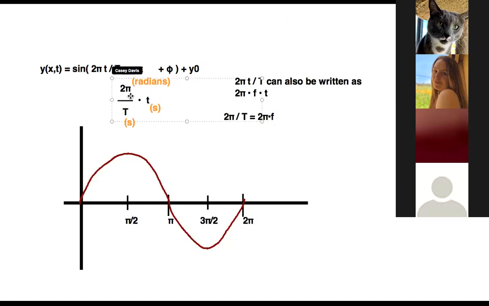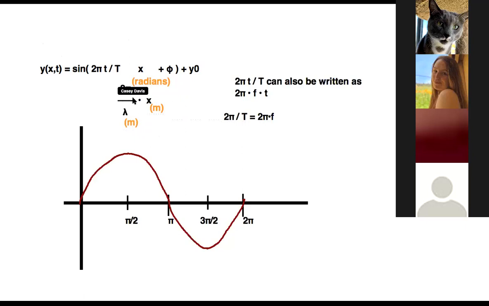And then for the x term, we can do the same idea. We want to convert x, which is measured in meters, into radians. So what could we divide by that would cancel out meters there? Lambda. Yeah, lambda, the wavelength. Because lambda, the wavelength, is 1 full cycle in distance. So 2 pi over lambda times x. Once again, the meters cancel out and you end up with a radian measure.